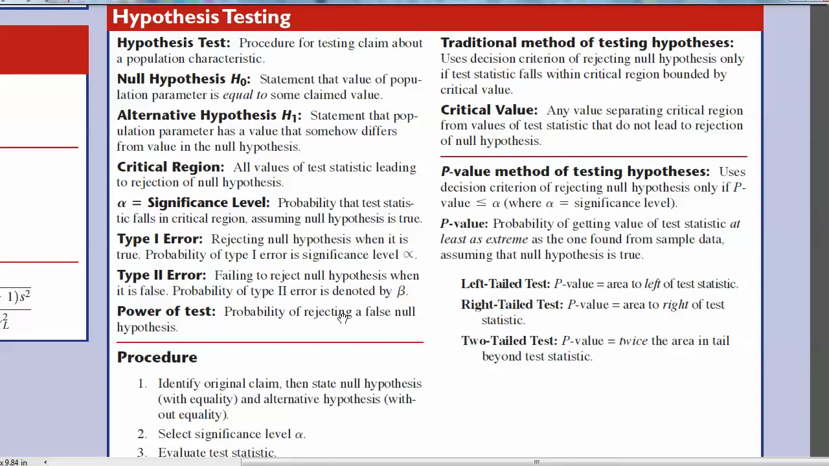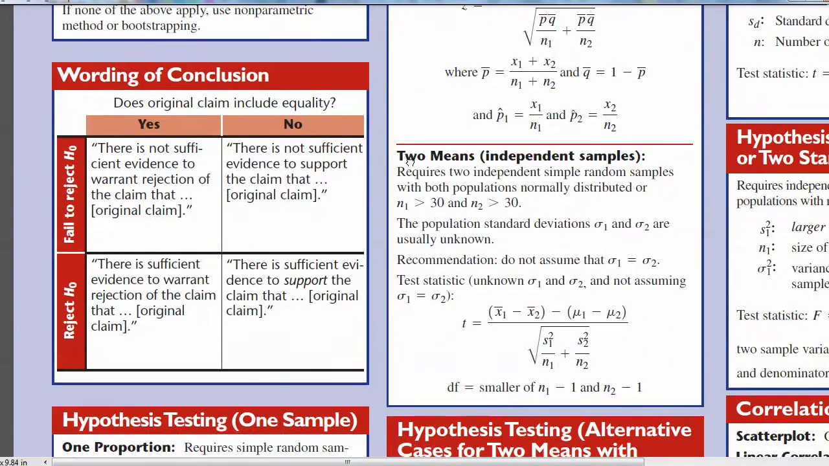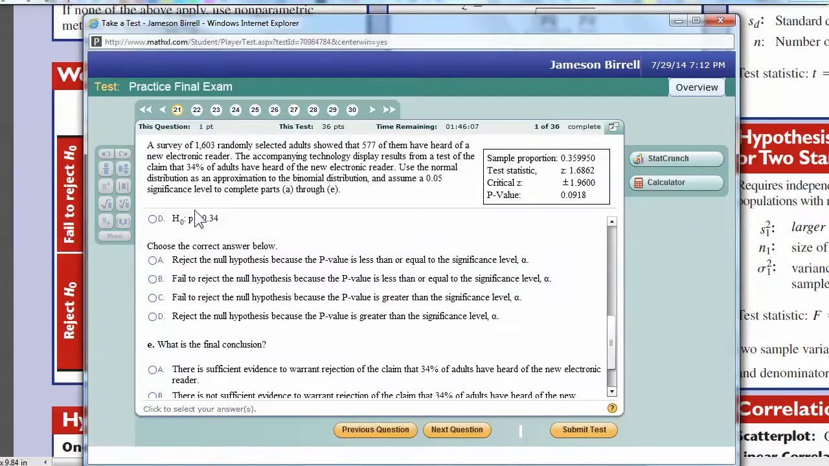And then if you know that you're going to fail to reject it, you want to get your final wording. You come over here, and it says, did the original claim include the equality? Yes, it did for us. Did we fail to reject it? Sure, so we're going to come through this column in this row and say there is not sufficient evidence to warrant rejection of the claim that 34% of the people have heard about this electronic reader, this Kindle or Nook or whatever. I think I said whatever 4 times.